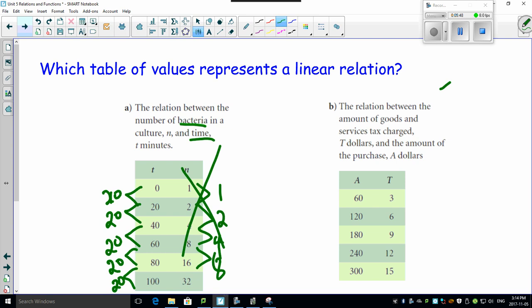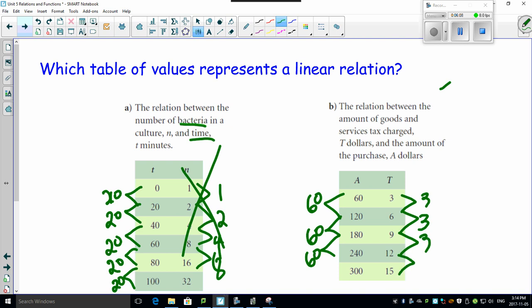Look at this one. Relationship between goods and services tax. Okay, I got 60 going to 120. That's increasing by 60. 120 going to 180. That's increasing by 60. So again, so far so good. We're doing pretty good. Here we go. Let's look. 3 to 6, that's going up by 3. 6 to 9, that's going up by 3. 9 to 12, going up by 3. 12 to 15, going up by 3. There's your linear relationship, and that's how that works.